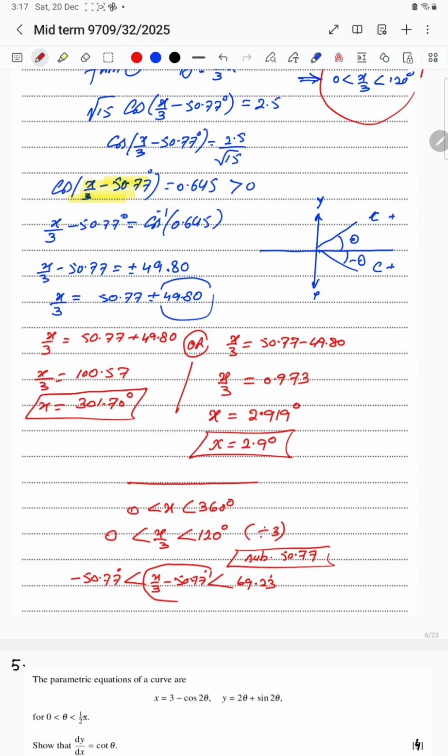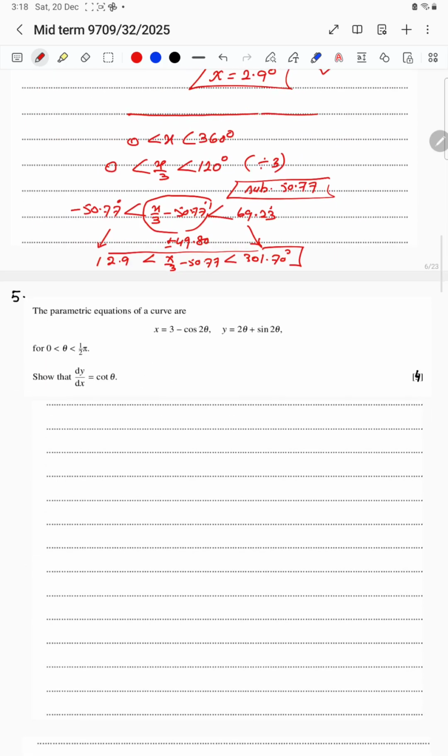So I know I have these two values here. One is plus minus 49.80. So by considering this one on either side, I can get the values range. That is, here it will be 2.9 less than x by 3 minus 50.77 less than 301.70. That will be the same result as I wrote it up. Okay, let's proceed for the next question.